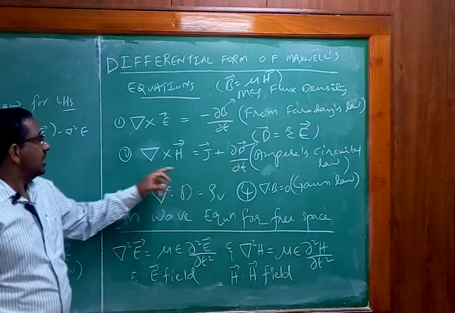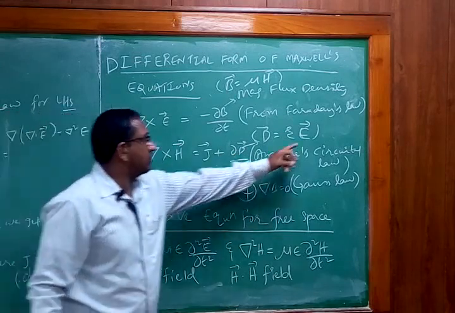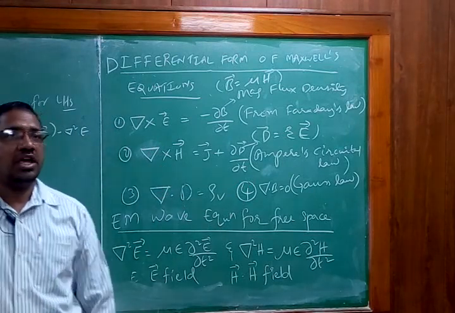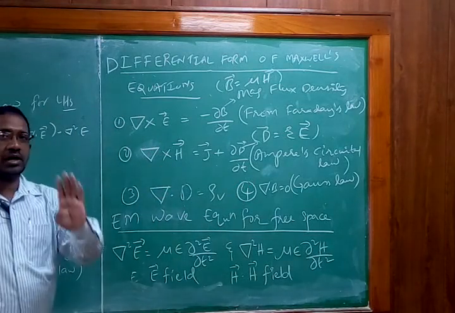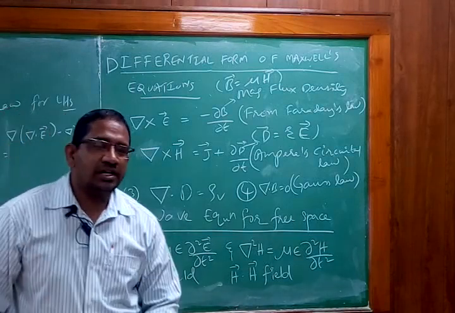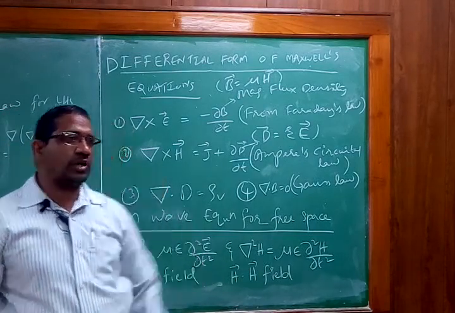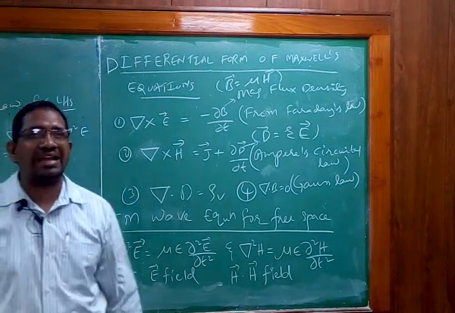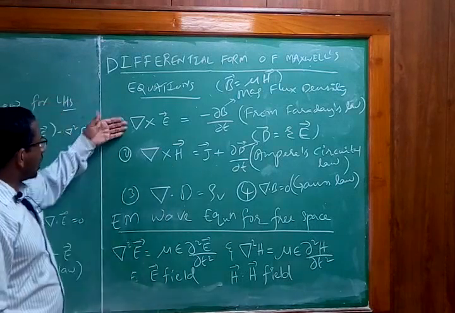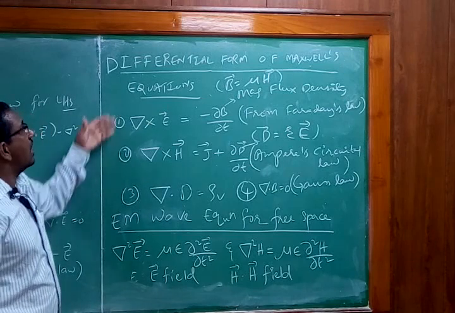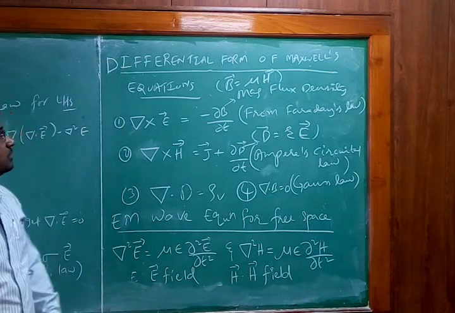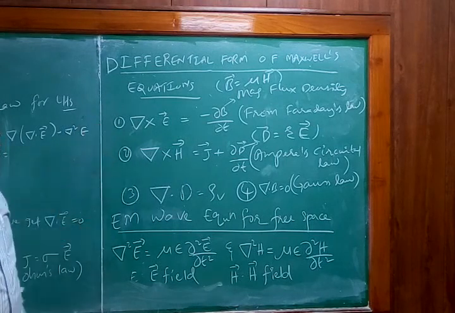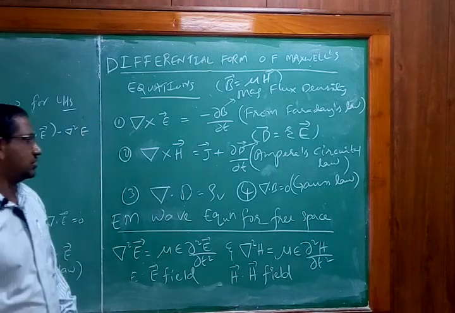That means the rate of change of the electric field is going to produce a magnetic field. If the electric field flowing through a conductor is time dependent, changing with respect to time, then it is going to induce a magnetic field. These two are very popular equations under the differential form of Maxwell's equations, and based on them we derive the wave equations.